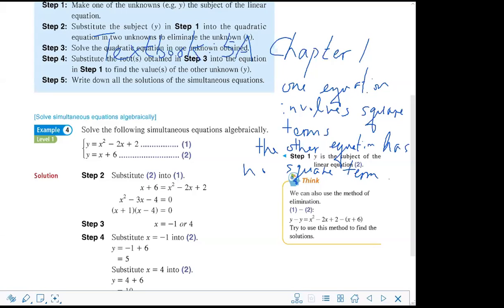So we have learned two different methods for solving simultaneous equations in Form 2. That is the method of substitution and the method of elimination. But in this chapter, if there is an equation involving a square term, we will not have two methods. We just have one method, the method of substitution. And we always start with the equation with no square term.